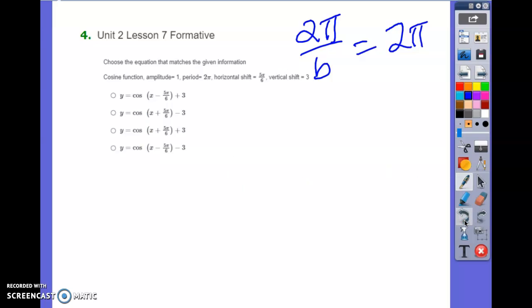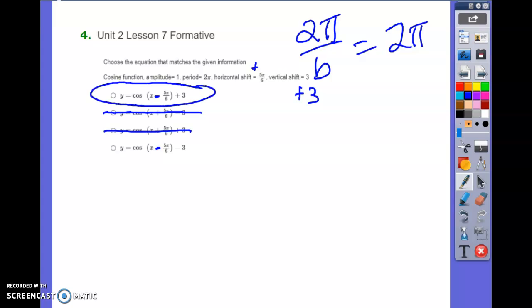So let's go to the horizontal shift, which is a plus 5 over 6. So we need to have a minus. We are not going to choose one of those 2 because those have a plus. And the vertical shift is a plus 3, so that's up 3. So that makes the answer this one right here.